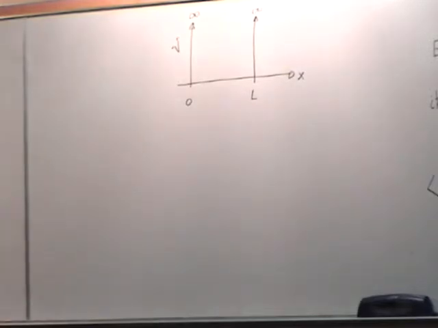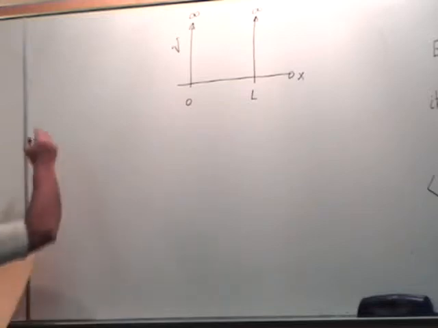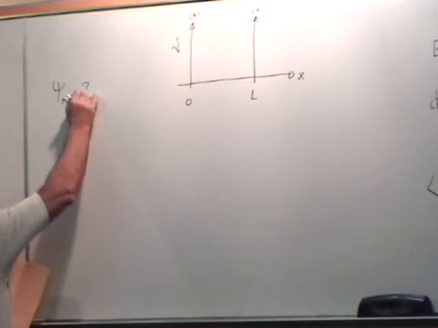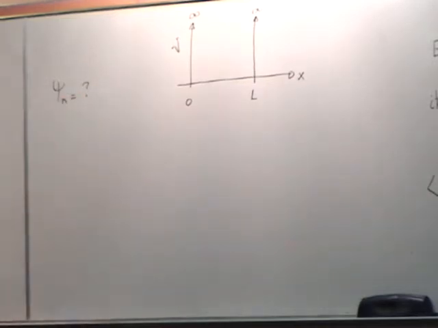Okay, let's go back to the particle in the box. This time we'll use Schrodinger and find out the wave functions. Now we're seeking this. Psi sub n equals question mark. Last time we got the energies, wasn't that good enough? No, it wasn't.